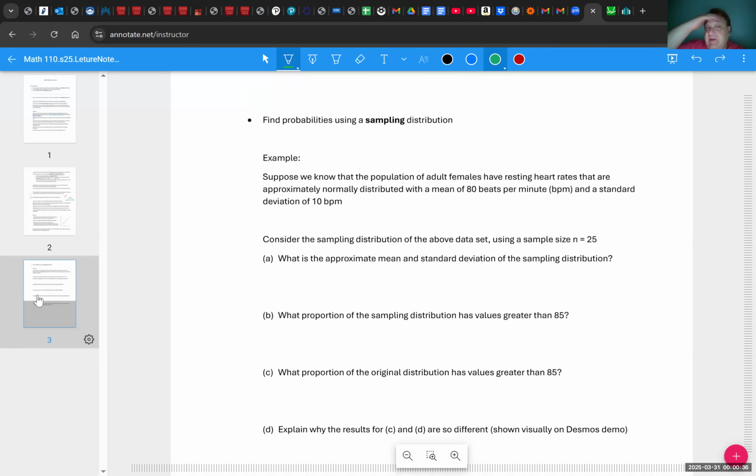All right, let's do some examples. Finding probabilities of a sampling distribution. We have found probabilities of other kinds of distributions. They have to be normal for us to use our traditional formulas. So we're going to use a sampling distribution because we know that it's going to be normal as long as we have one of those two conditions: either the original population is normally distributed or we have a sample size bigger than 30.